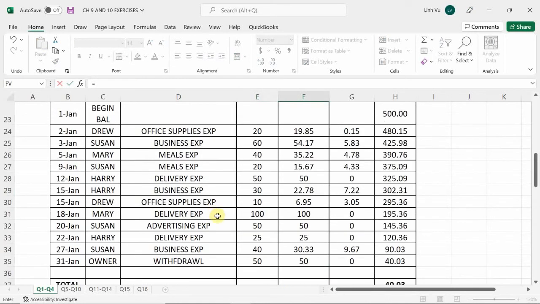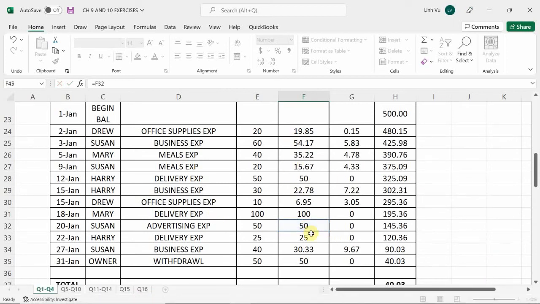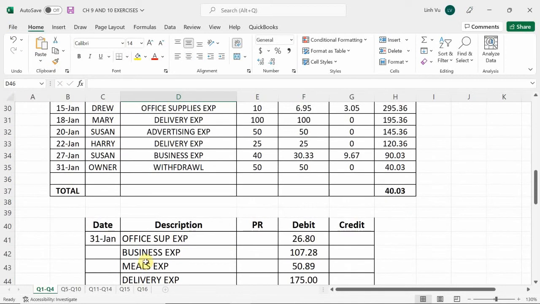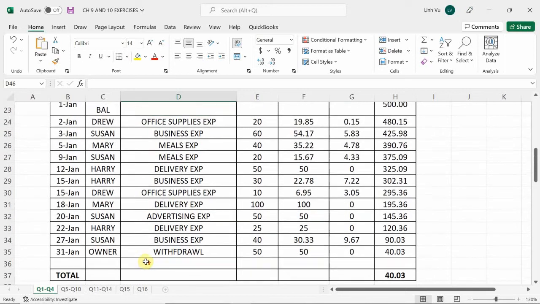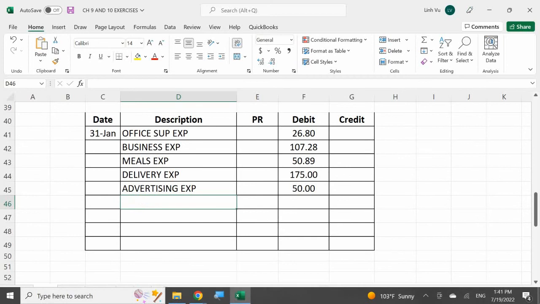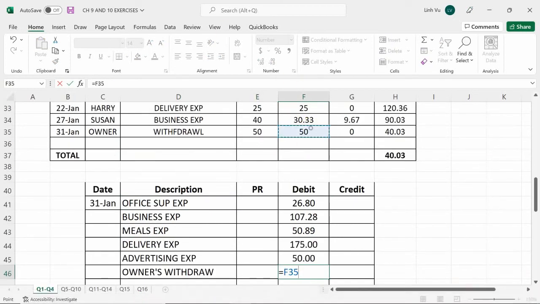Let's see who did the advertising expense. Miss Susan, for $50. Okay, and what else? Anything else? Also, the owner's withdrawal, right? For how much? $50. Yep, the owner took $50 from the petty cash drawer.